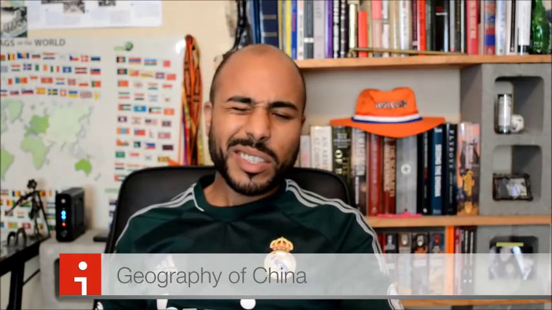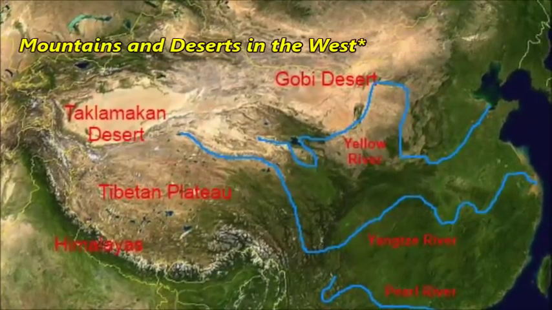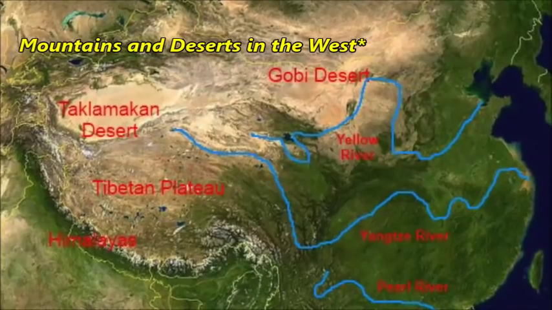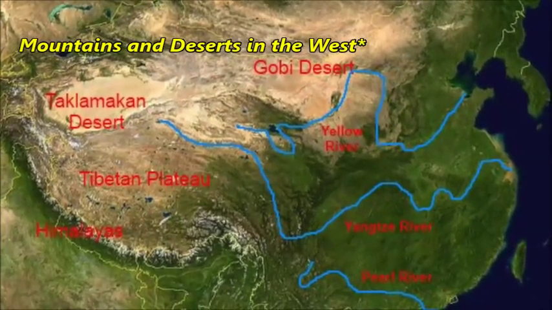Okay, next up, classical China's geography. Well, it's not just classical China's geography. Really, it's just China's geography because China is still China, right? So if you forgot about China's geography, then you need to check this map. Now, when we're looking at this map here, you can see that the western and northern parts of China are covered by huge mountains and arid deserts.